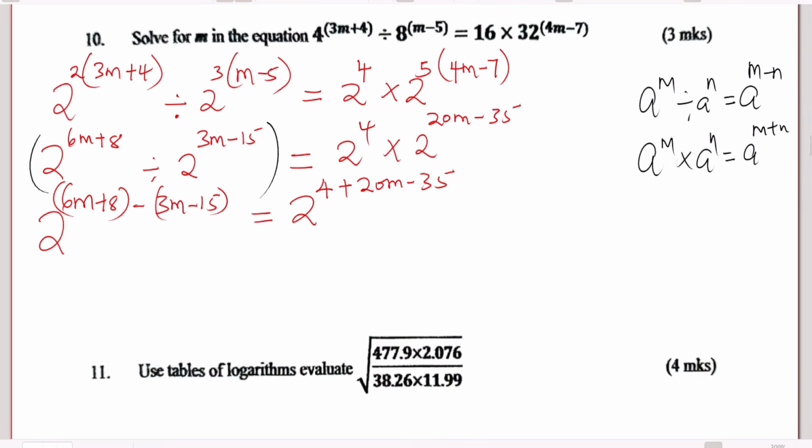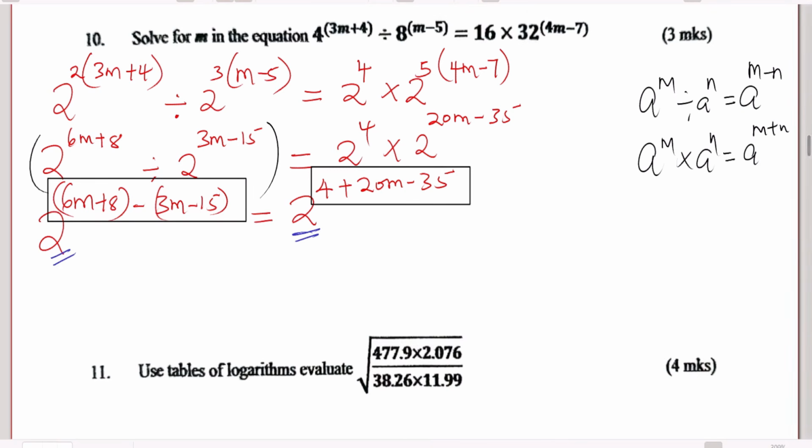So from there, you notice that the bases are the same from both ends. So what you can do here is simply pick the powers, since the bases are the same. So I'll pick the powers, that is 6m plus 8. When you open this bracket, you'll have negative 3m. Then when you open this with negative 15, negative multiplied by negative, you get positive 15, is equal to 4 plus 20m minus 35.